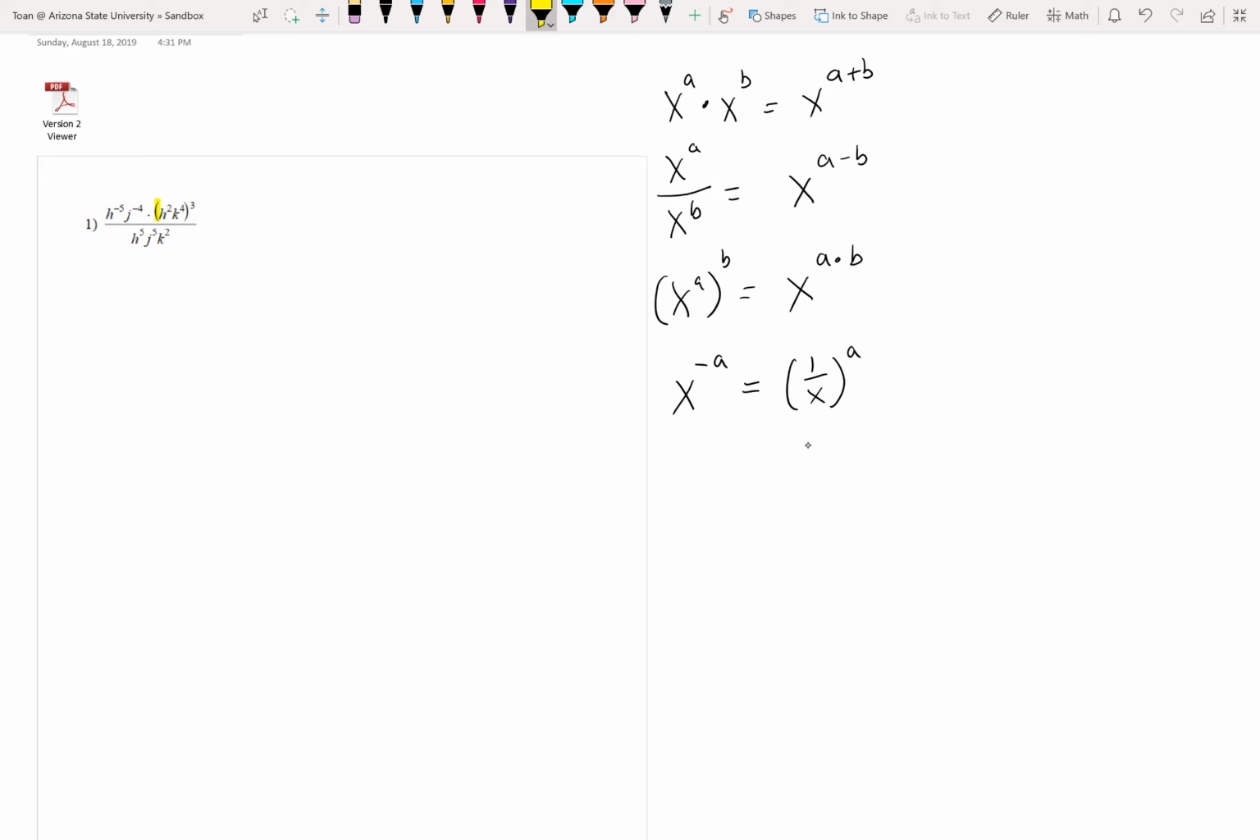The first thing I notice is I have an exponent outside a set of parentheses, so I'm going to distribute that exponent in. That's the power property. Anything that I do not highlight, I'm just going to copy down again. So this equals h to the negative 5, j to the negative 4, times h to the 6, k to the 12. That's distributing the 3 there. And then just copy down the rest.